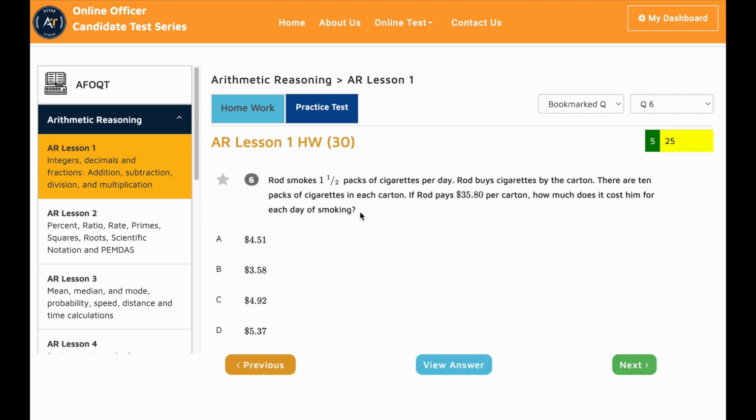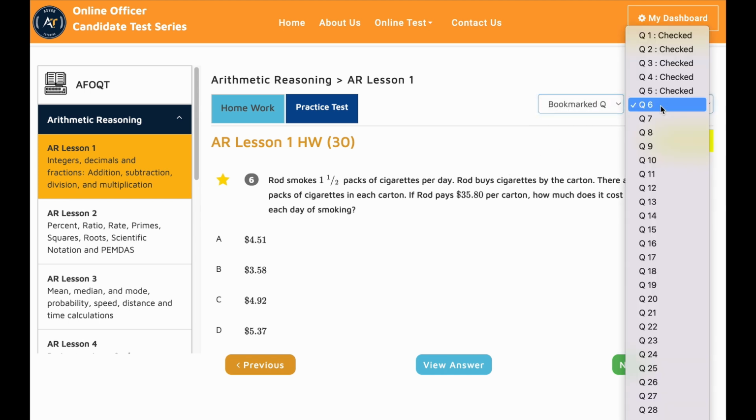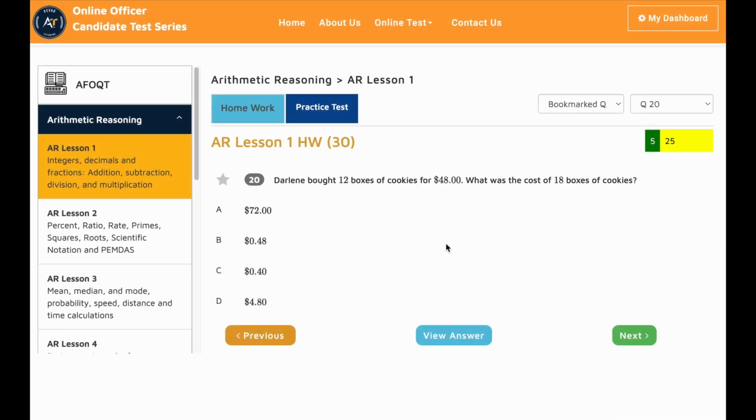This website is very cool, so you can bookmark questions. If you have a question that is hard for you to understand, you can set a bookmark. You can also check how many questions you did, and you can jump to any question you want. Say I want to go to question number 20, you can do that. Practice a couple of times to make sure that you know all the basic math operations.